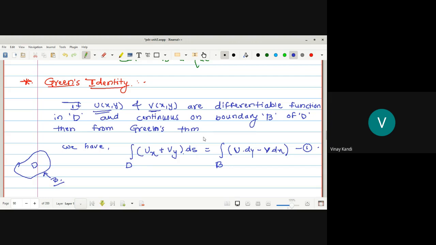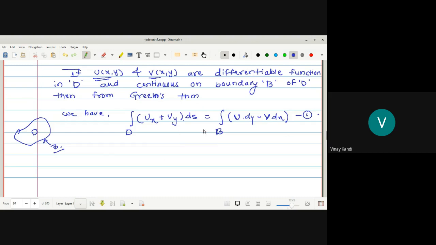Now the Green's identity: let us find out what the Green's identity is. From Green's theorem we have this one. Now put capital U equal to psi into phi x, and capital V equal to psi into phi y.